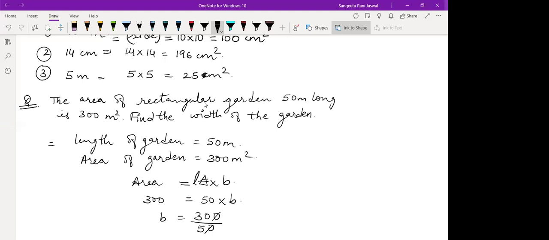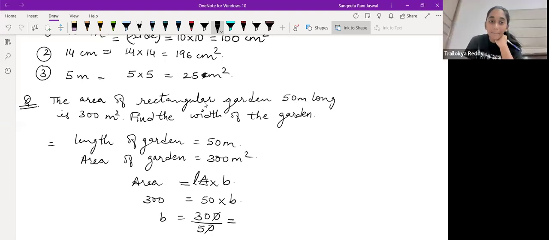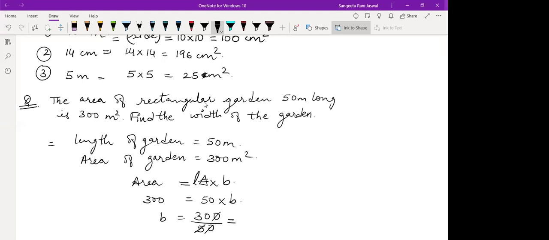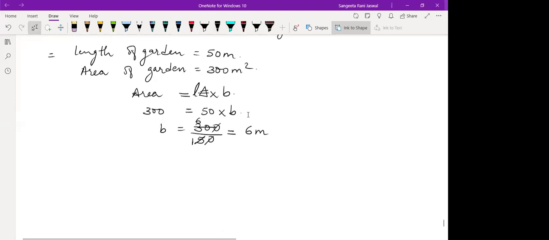Yes, children? Trilokya, are you understanding this? Yes, ma'am. We'll cancel one 0, and now 5 ones are 5, 5 sixes are 30. So that is 6 and the unit is meter. So that means now the breadth is 6 meters, right? Yes, ma'am.